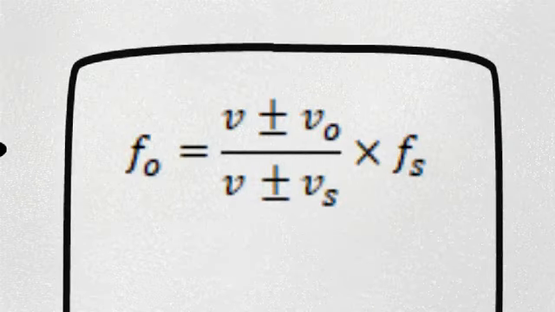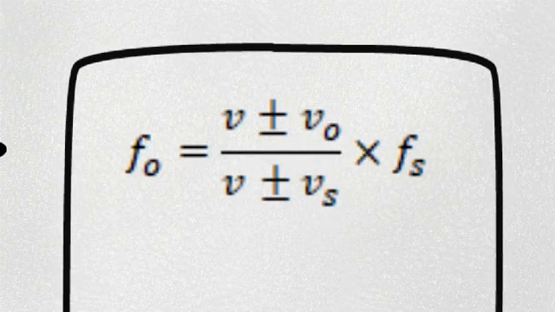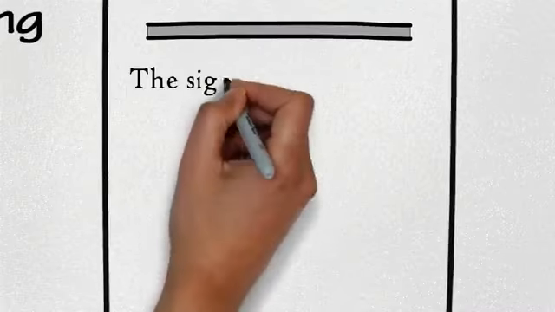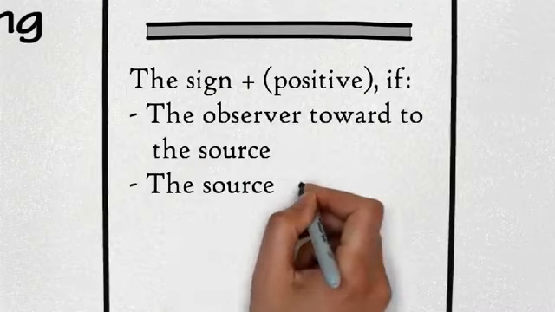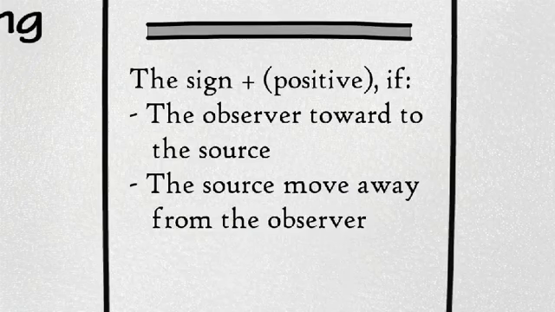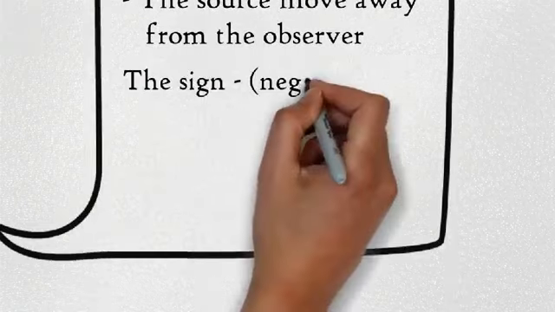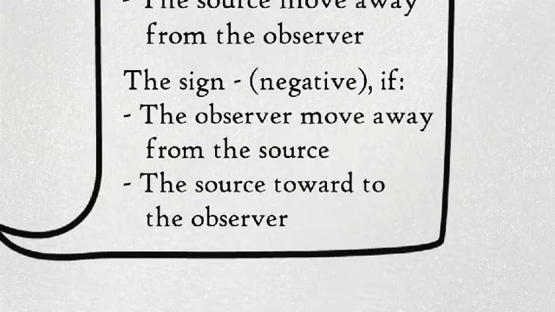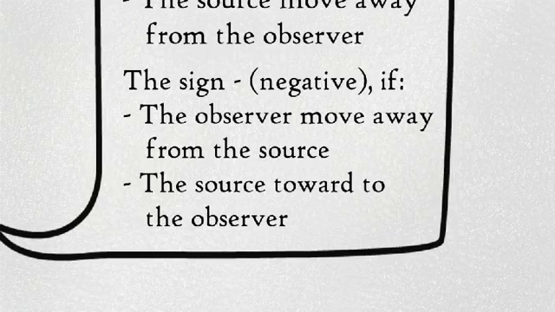To count the frequency of the observer, we can use this formula. v is velocity. The sign is positive if the observer moves toward the source and the source moves away from the observer. The sign is negative if the observer moves away from the source and the source moves toward the observer.